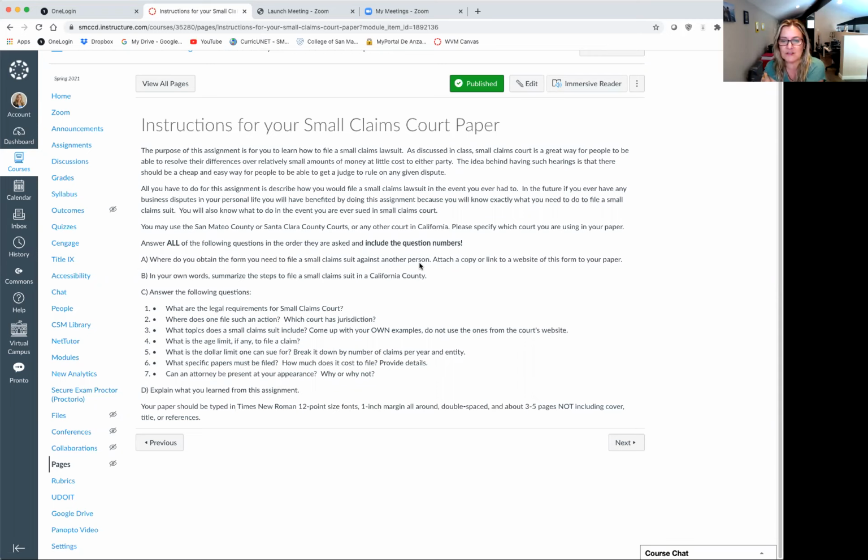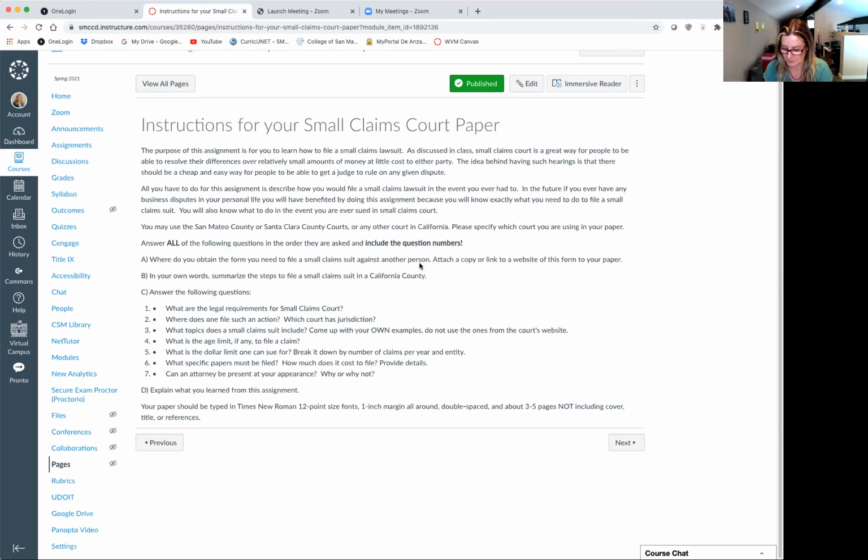You can either attach a copy, make it into a PDF, or the easy way here is actually if you just provide the link to the court's website to this specific form. I think in Santa Clara it's called SC100, but don't quote me on that. But give me the form's name, and provide the link to it. That's the easiest, right? Use full sentences. Don't just put the link.